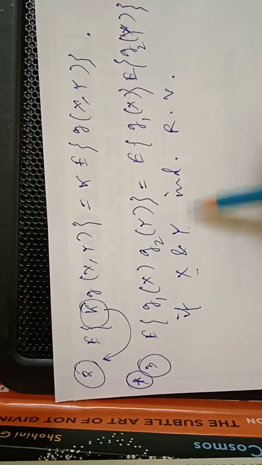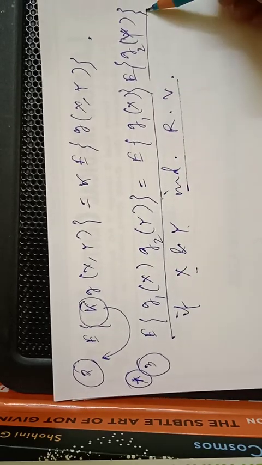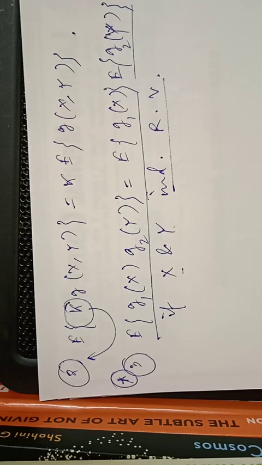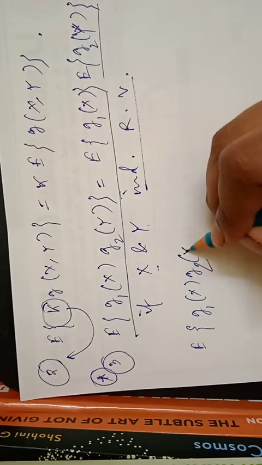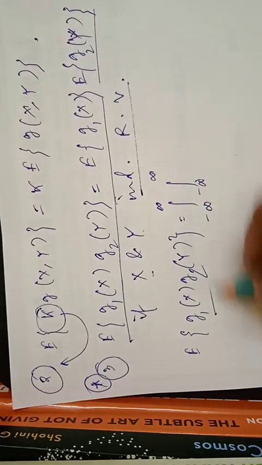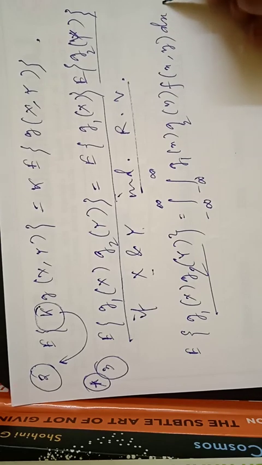So if x and y are independent random variables, we can write expectation of g1(x) g2(y) equals expectation of g1(x) into expectation of g2(y). Let's prove it. Here we will also take two cases, either discrete or continuous. I have proved the last one taking the discrete case. Now proving this one by taking the continuous case. Proof is very easy. If these are continuous, what will be this value? Expectation of g1(x) g2(y) will be the integral from minus infinity to infinity, then minus infinity to infinity, of g1(x) g2(y) f(x,y) dx dy.